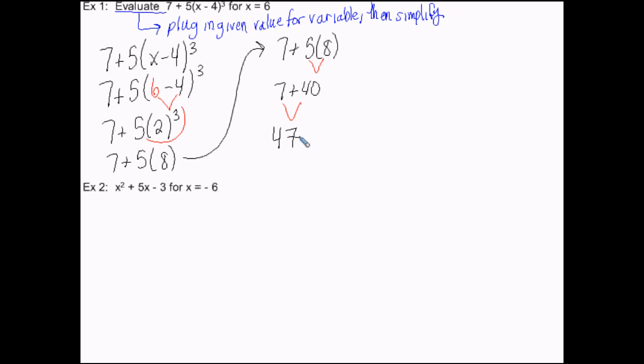I didn't solve anything. I was told what x value to use. x could be 6. I mean, x could have just as easily been 10,000. It's just whatever they tell you, you use that number.